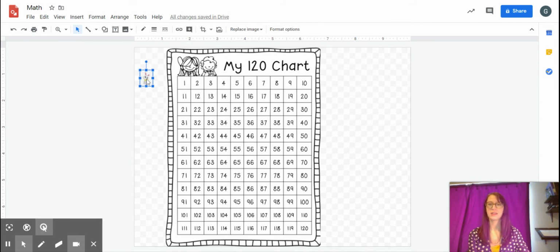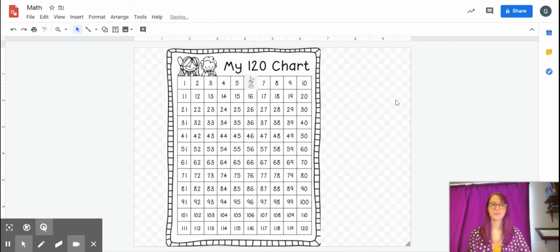Let's try it. I'm going to start on 2. I'm going to put my little bunny here on 2. Now, when I skip, I'm going to skip over 3 and land on 4. Then, I'm going to skip again, skip over 5 and land on 6. Skip counting by 2s, skipping over one number, we are counting by 2s.